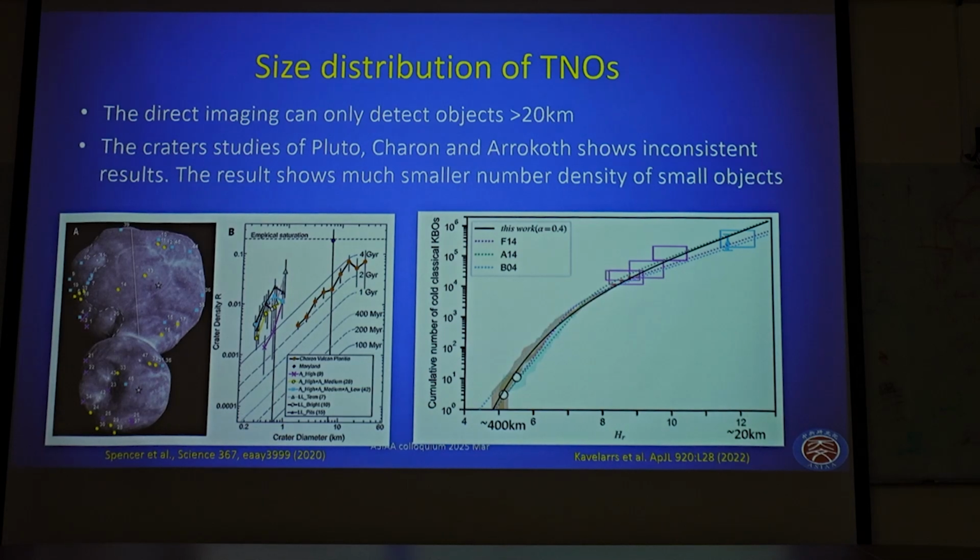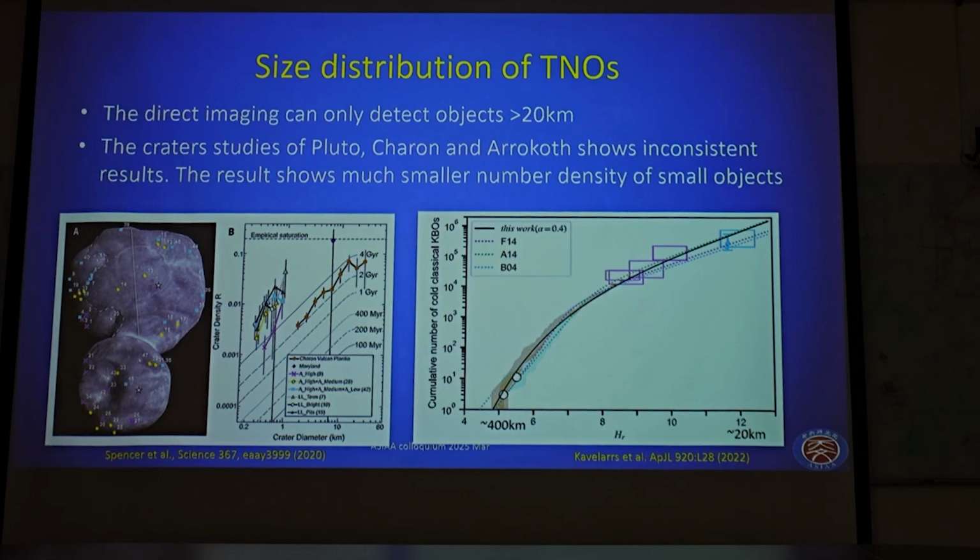But so far, because these objects are very far away, and they don't emit light, our observation has been limited by the reflected sunlight from these objects. So if you use the best telescope in the world now, say the James Webb telescope, you can probably detect objects around 20 kilometers. Anything smaller than 20 kilometers in size, you will not be able to detect.